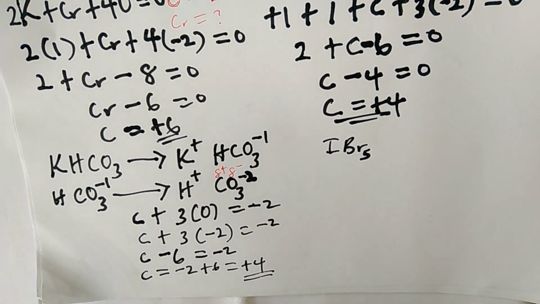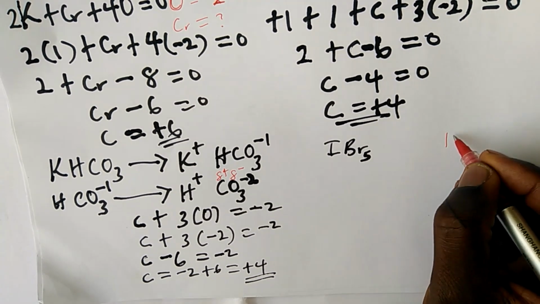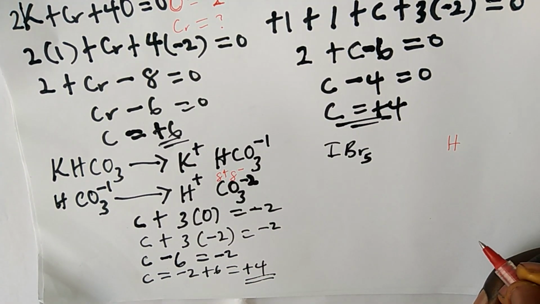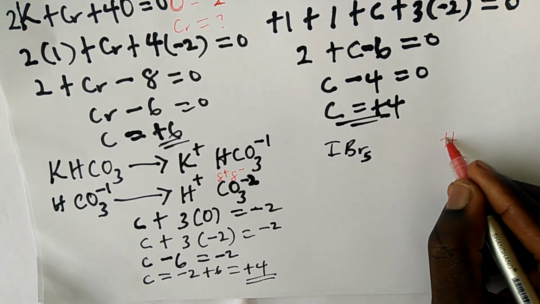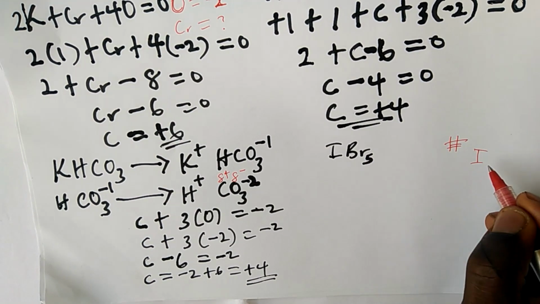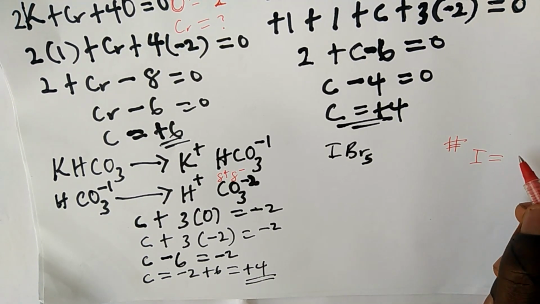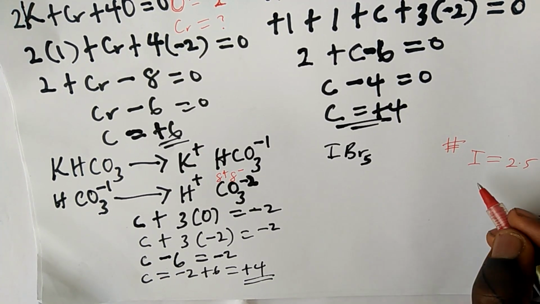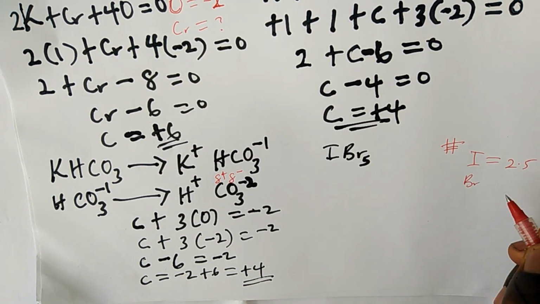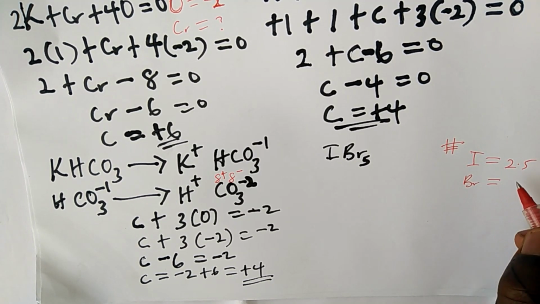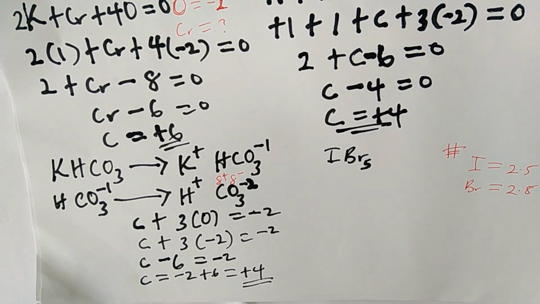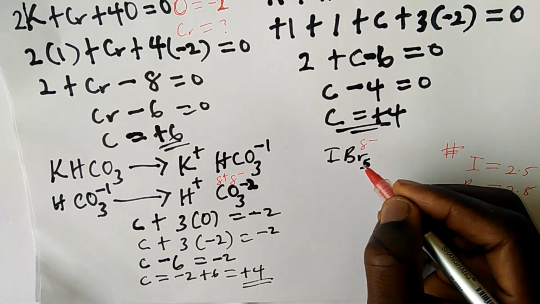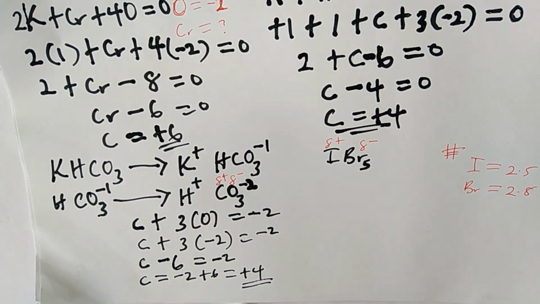So we know that iodine, like in the chart we gave earlier, has an electronegativity value of 2.5, not 2.1, 2.5. While bromine has an electronegativity value of 2.8. Therefore, bromine is partially negative and iodine is partially positive. Right?